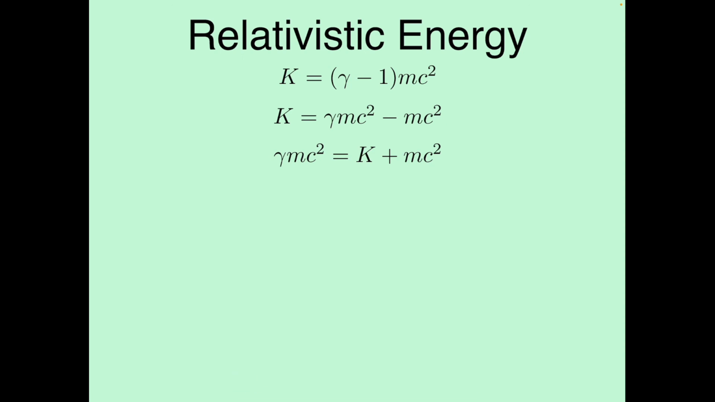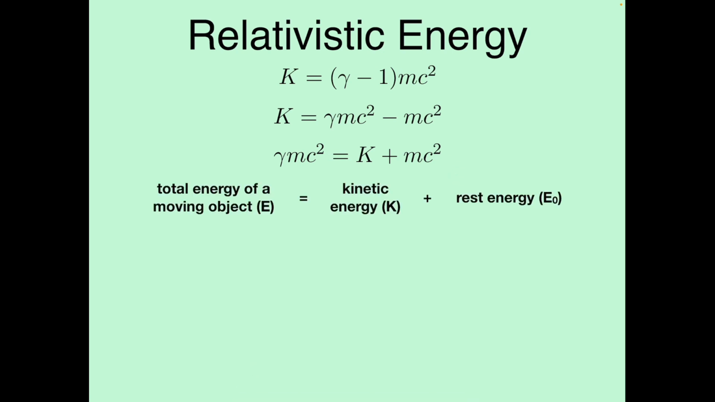So how do we interpret this equation here? Well, the term on the left represents the total energy of a moving object. So let's call that E for total energy. And it consists of two parts. If we take the kinetic energy of the object and add it to mc squared, we get the total energy. So K, of course, is the kinetic energy. This last term here, mc squared, is what we call the rest energy.